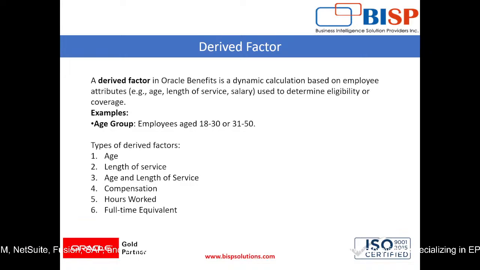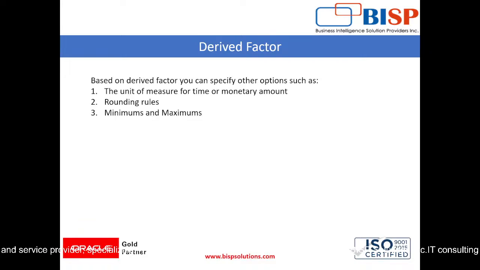So then we discussed derived factors. These can be derived by you. There are six factors which are included in the derived factors: age, length of service, age and length of service, and then compensation, hours worked, full-time equivalent. So these are the factors you can derive. Then there are some rules, which is rounding rule, minimum, maximum. So these are a few of the options.